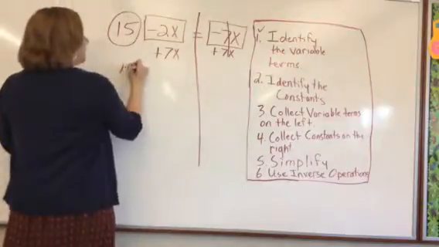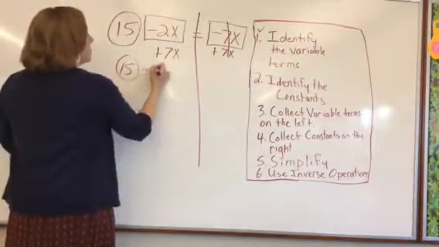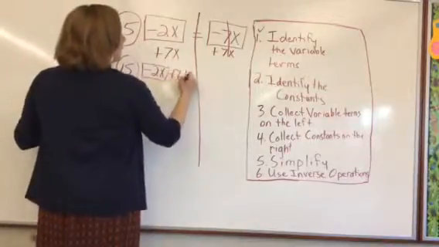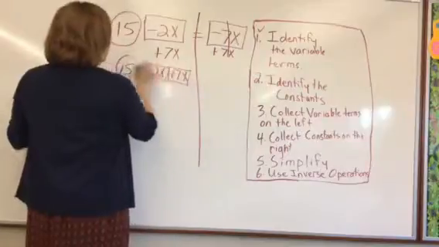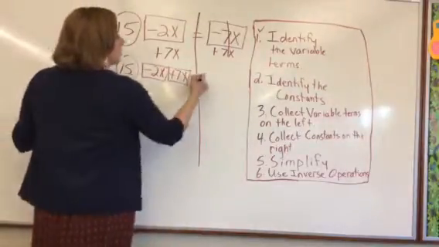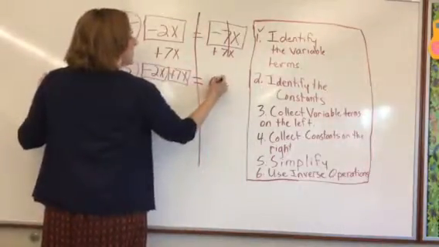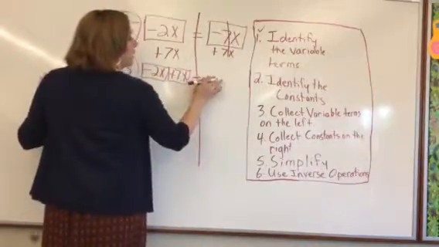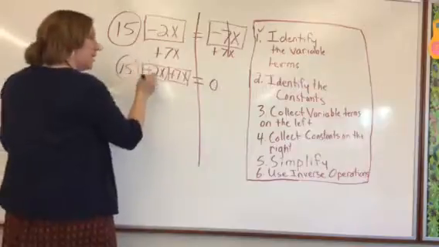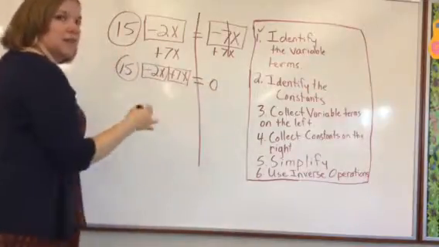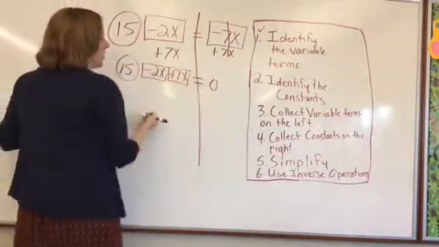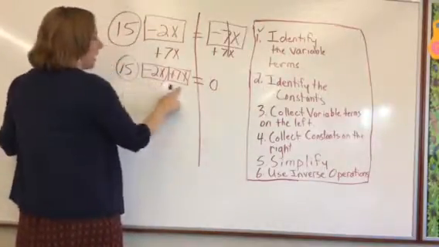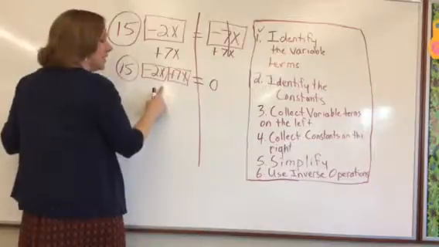I have 15 minus 2x plus 7x, and I'm boxing my variable terms in, circling my constants, equals 0, because that's what I'm left with right now on this side. That's okay, because if 0 is sitting there, I can add and subtract things to 0 so that I can get this back to where I want it to be. So you'll notice I have collected my variable terms on the left. I have these two things together on the same side of the equal sign.